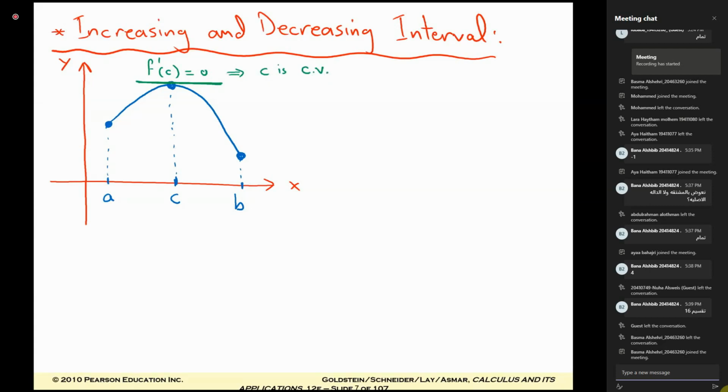Why? Because when we substitute C in the f prime, this is equal to 0. So any value we substitute in f prime where f prime equals 0, this is a critical value. Okay?